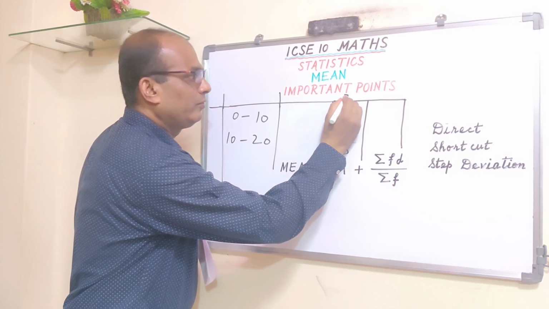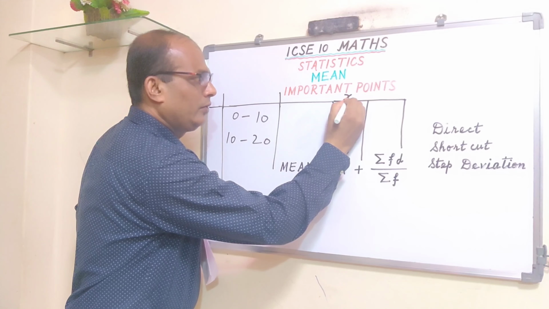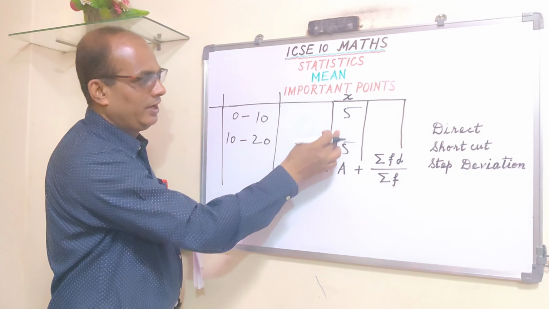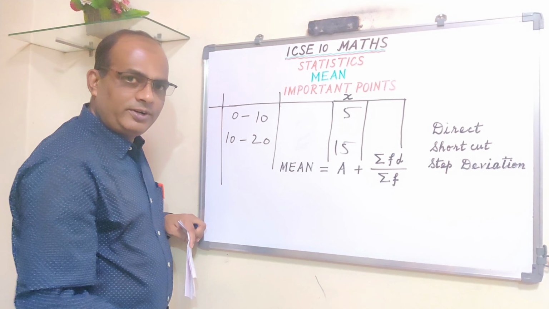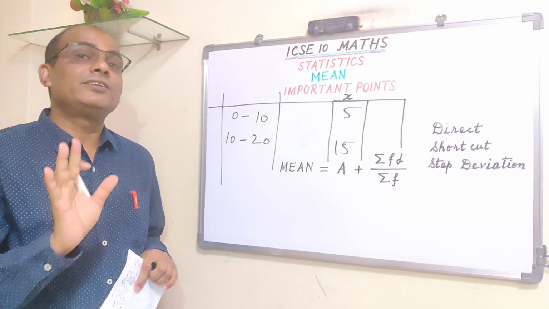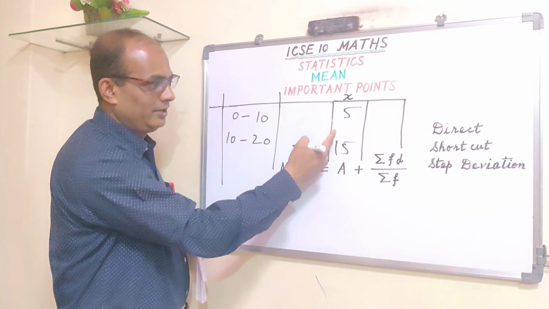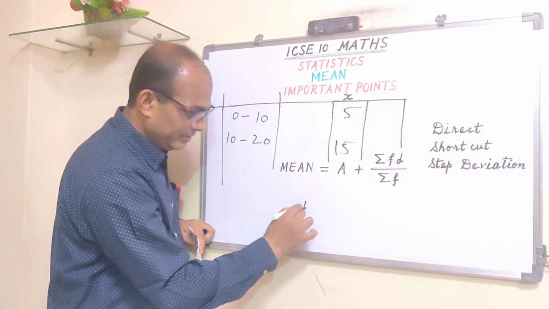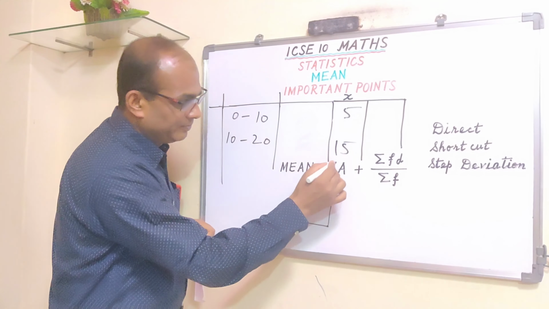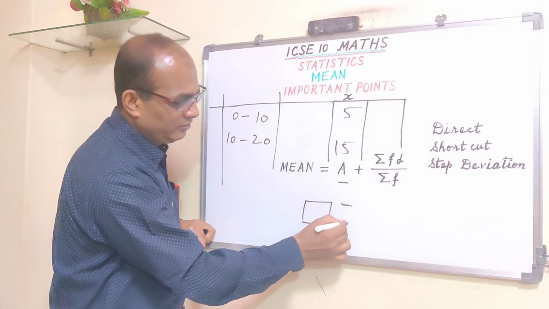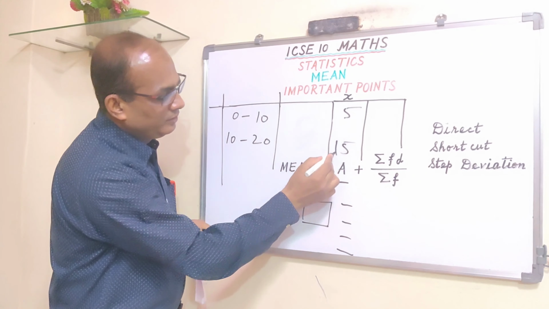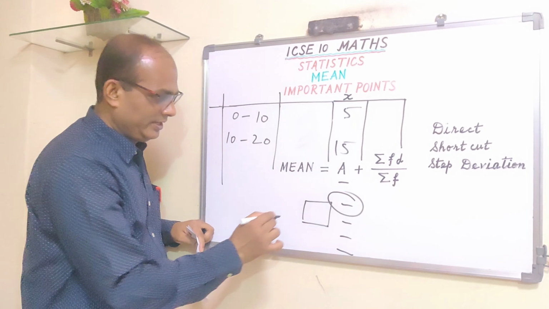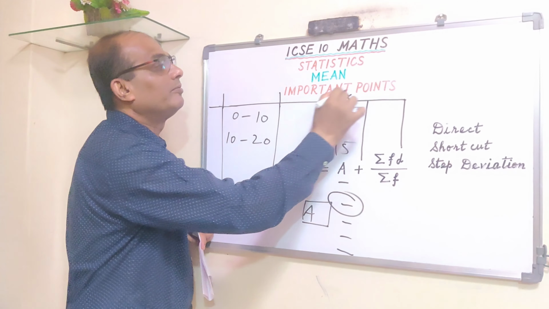Now third point, what you do, you see how many values are there, right? 1, 2, 3, 4, 5. If it is odd in number, for example, suppose 7: 1, 2, 3, 4, 5, 6, 7. So the mid value, the fourth value, will be the assumed mean. We write on the top A is equal to something.